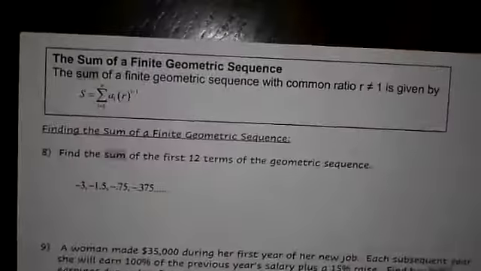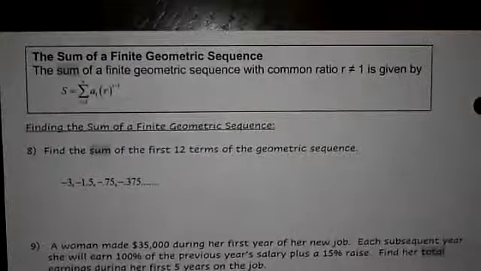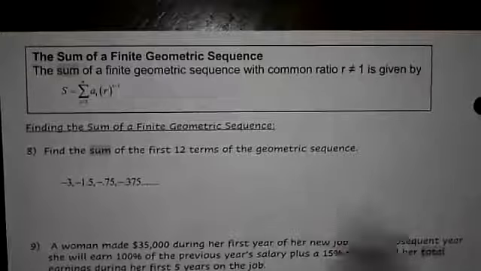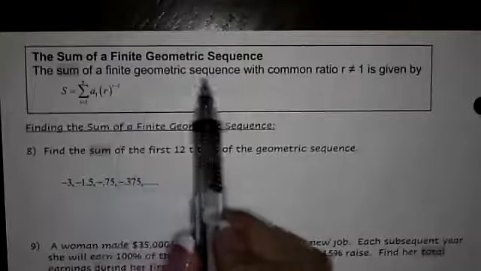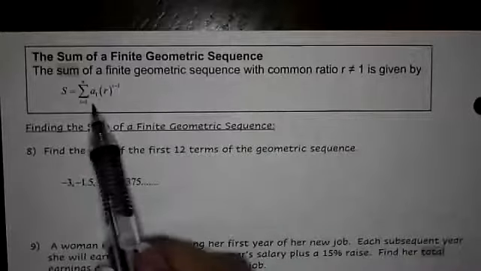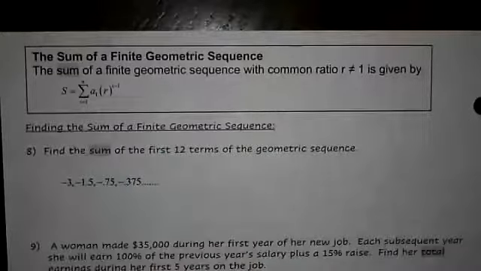All right, the last thing we're going to talk about is the sum. Just like we did the sum with our arithmetic ones, we're going to do the sum with our geometric ones. It tells us that the sum for a finite geometric sequence with the common ratio that is unequal to 1 is given by this equation, just like we did with the other ones. So it says find the sum of the first 12 terms of the geometric sequence here. Just like with the other ones, you have to write the equation first. So that's what we're going to have to focus on.